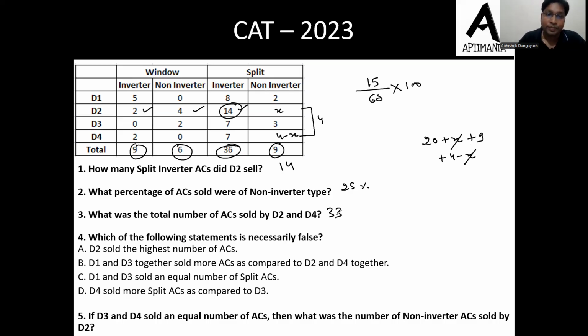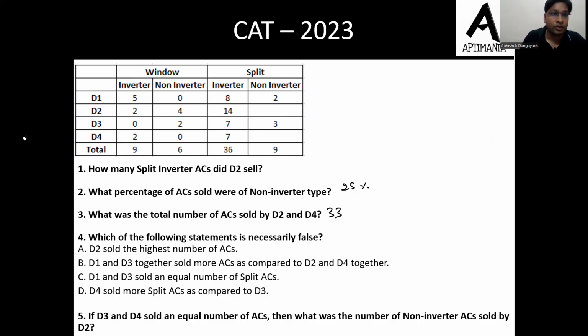Which of the following statement is necessarily false? D2 sold the highest number of ACs. Now see, D2 sold the highest number of AC. We are not sure about the total number of AC sold by D2 because we are not sure about this particular value, split non-inverter type sold by D2.